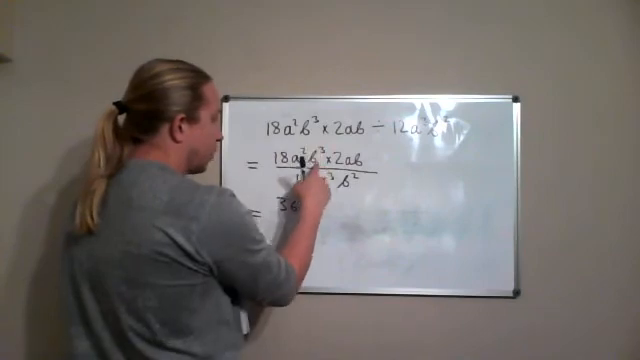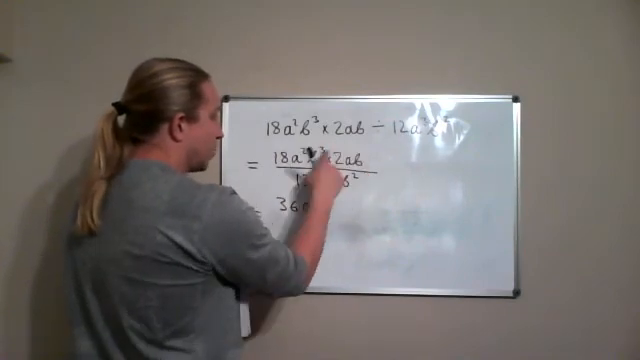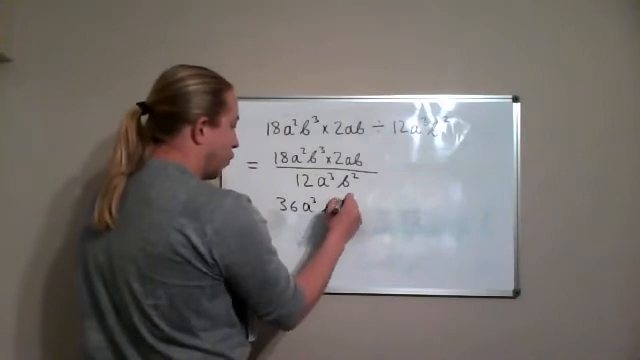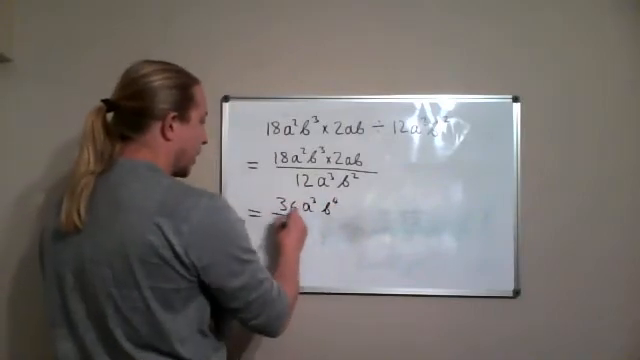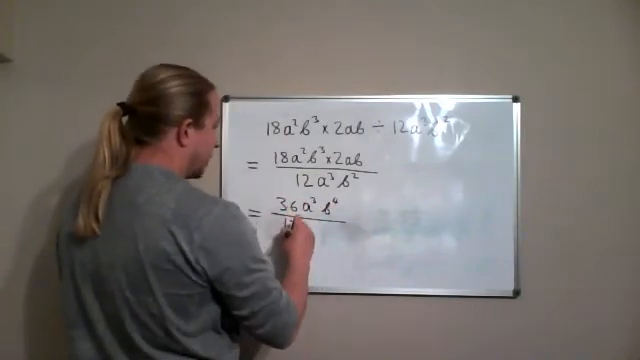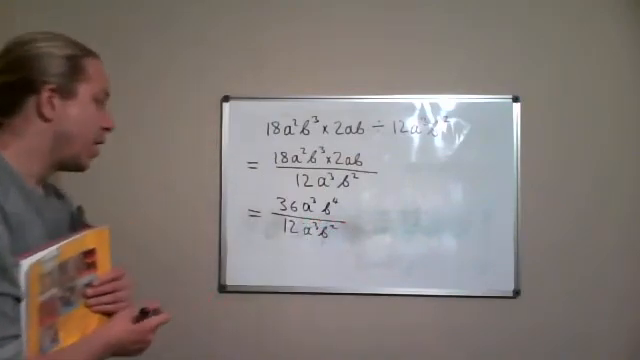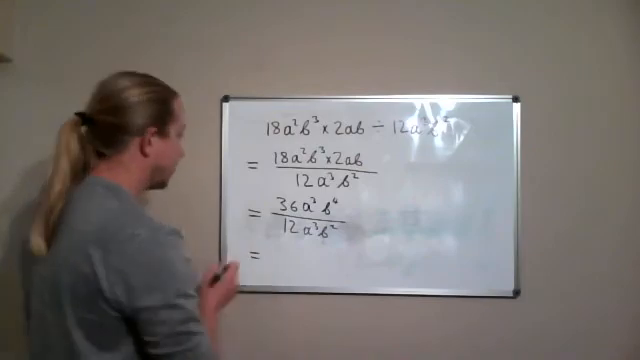B cubed multiplied by b to the 1, so we got 3 plus 1, so that's b to the 4. Okay, so that's what we get at the top. At the bottom, we still have 12a cubed b squared. Right, now we can cancel things.